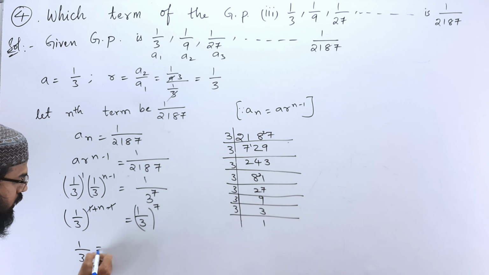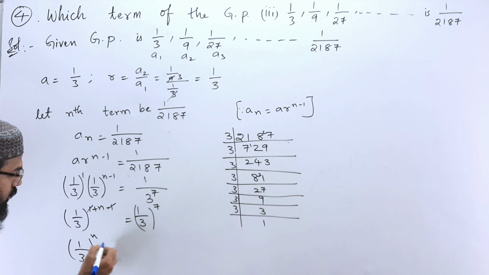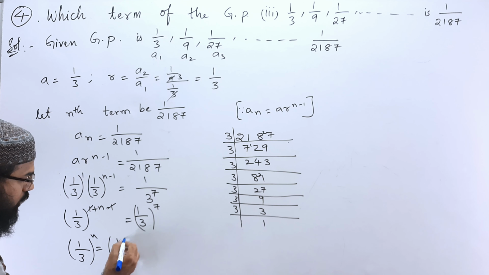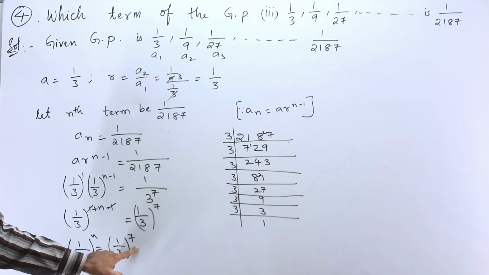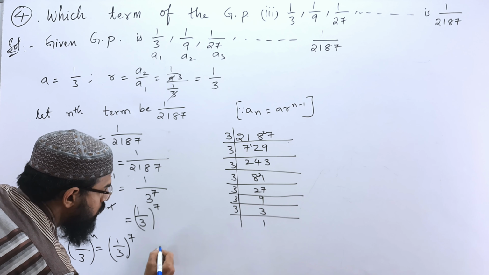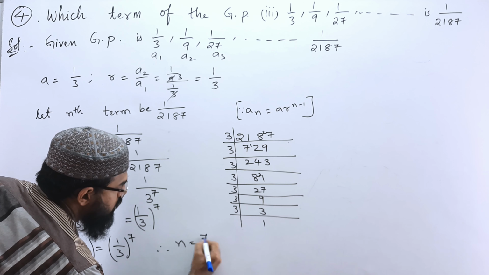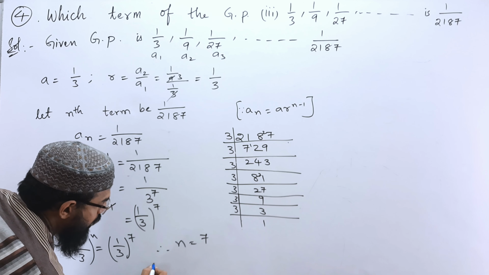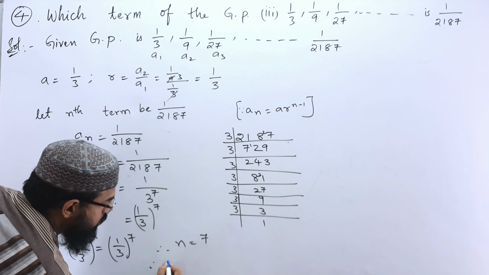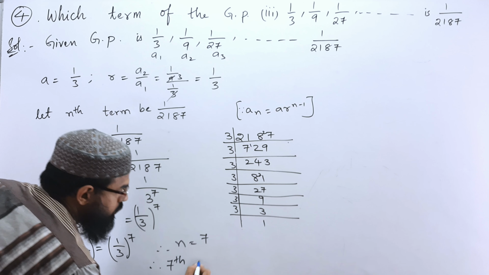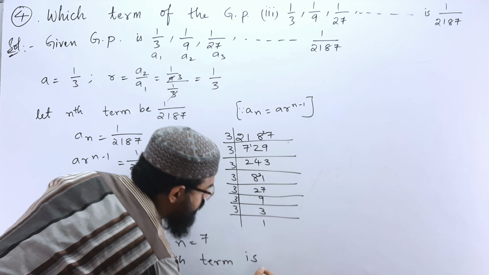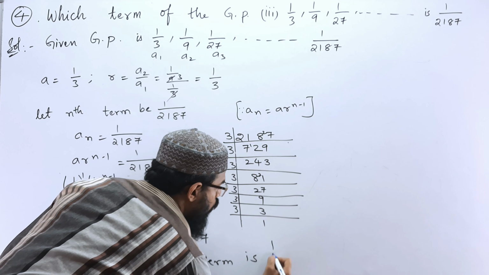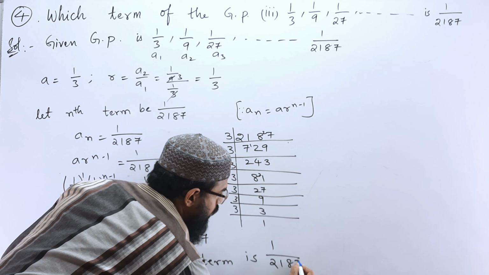1 by 3 whole to the power of n is equal to 1 by 3 whole to the power of 7. When the bases are equal, power should be equated. So therefore n is equal to 7. Here we can write, therefore 7th term is 1 by 2187.